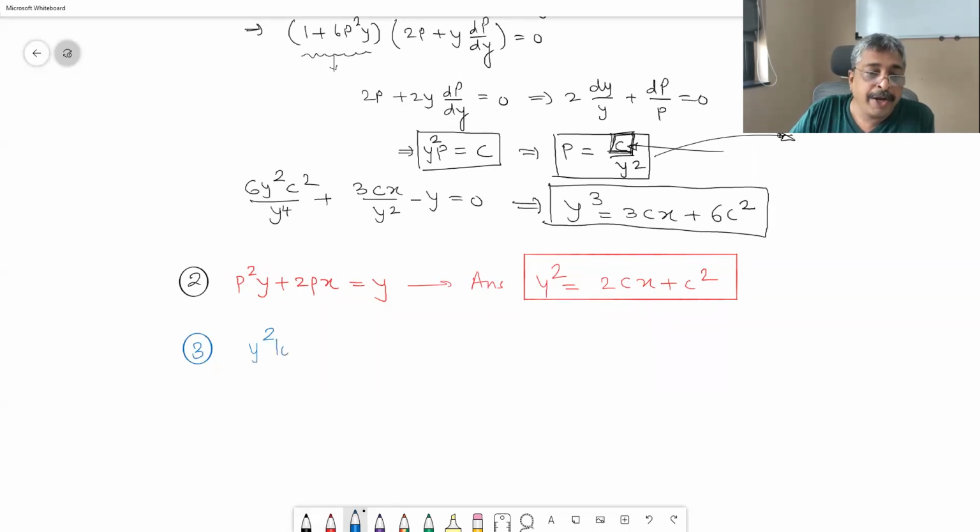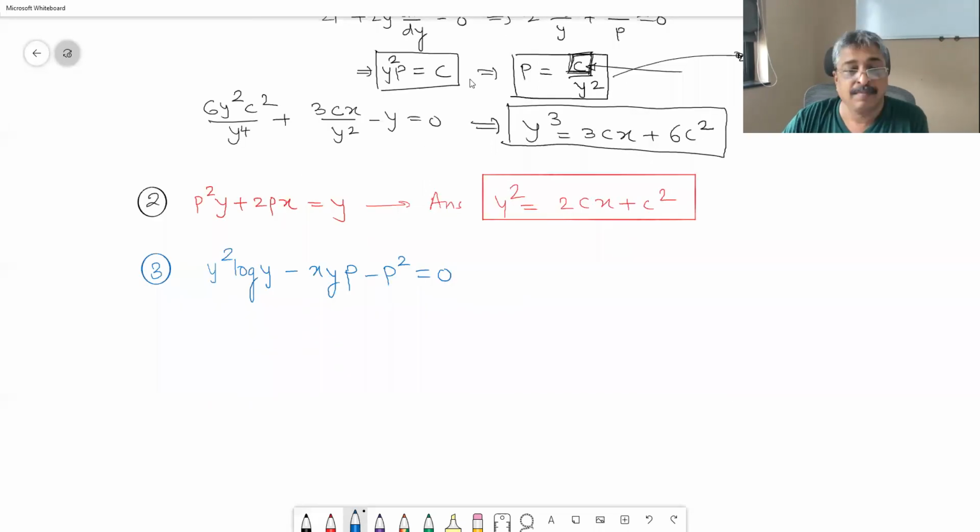Y square log y minus xyp minus p square is equal to 0. The answer is log y is equal to xp plus c square.